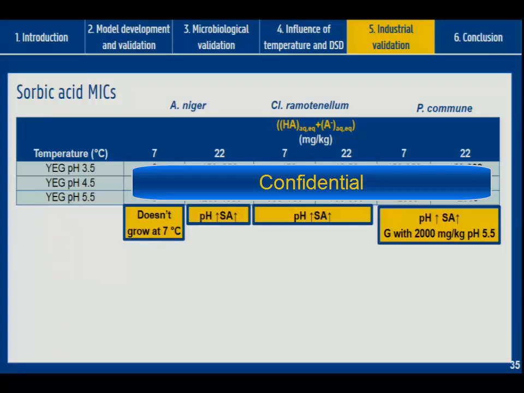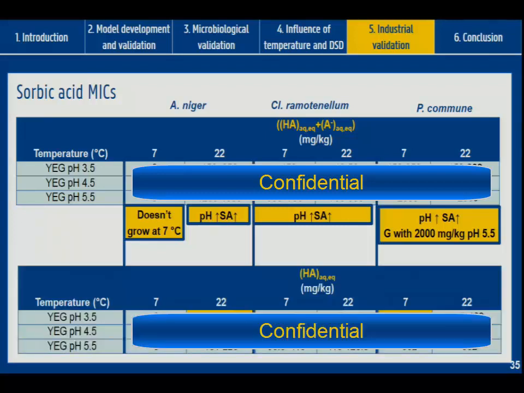We needed to then recalculate those concentrations to the inhibitory form, so from the total to the inhibitory. Because we were making emulsions at pH 3.5 and 4.5, we decided to apply the minimum inhibitory concentrations that have proved inhibitory for all the molds. So the biggest concentration that was used and that was shown as inhibitory, we used it. This is for 3.5 and this is for 4.5.